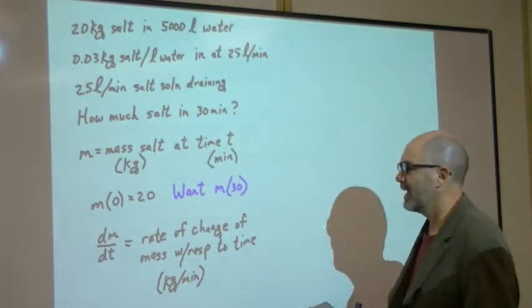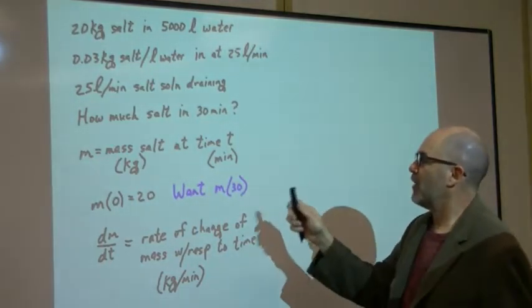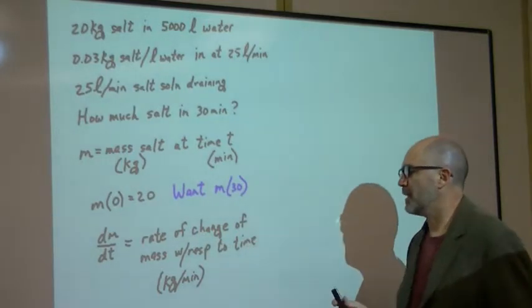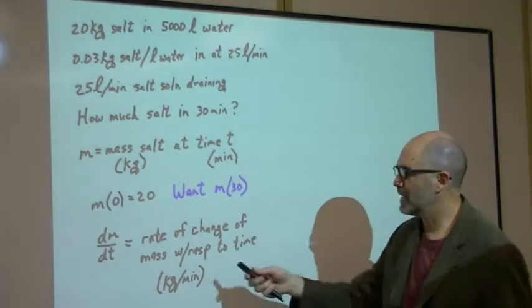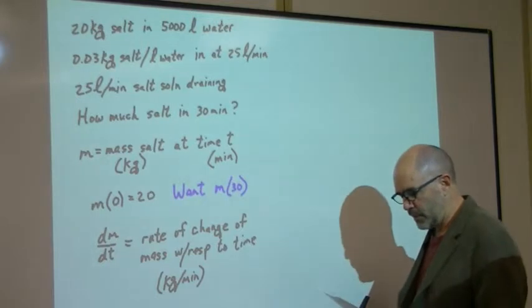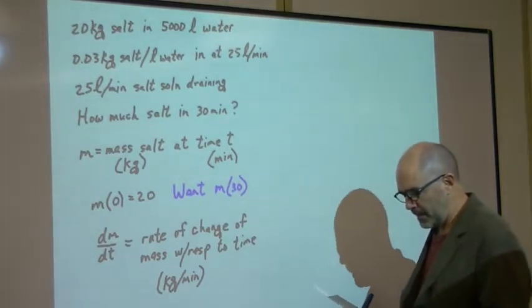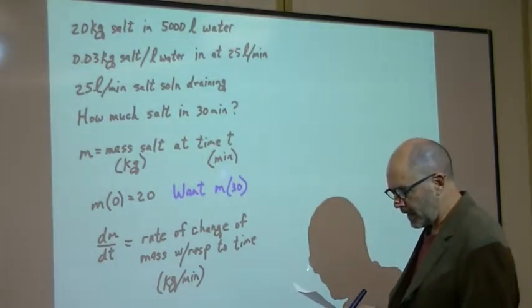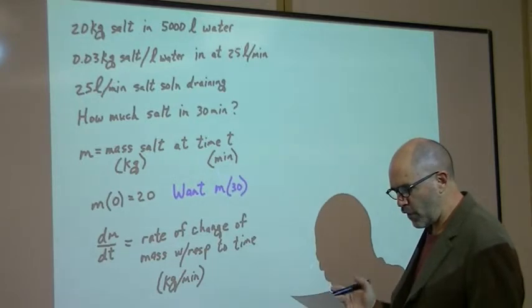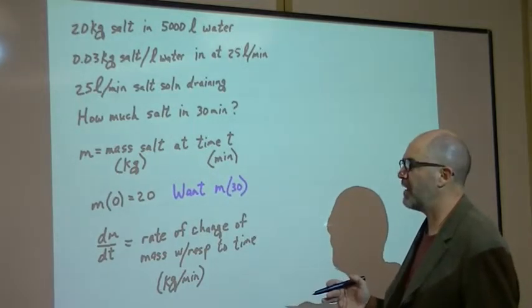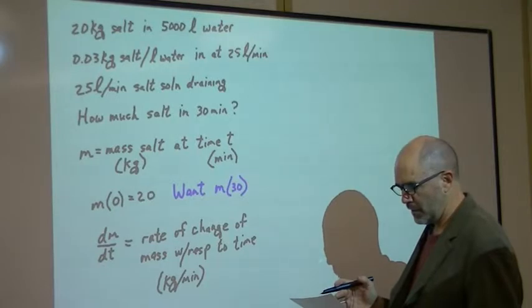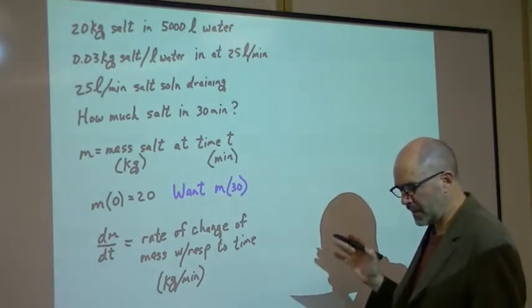Okay, so we know that dm dt is the rate of change of mass with respect to time, and that's going to be measured in kilograms per minute. So now, the total volume of fluid in the tank is 5,000 liters. So that's going to be constant.